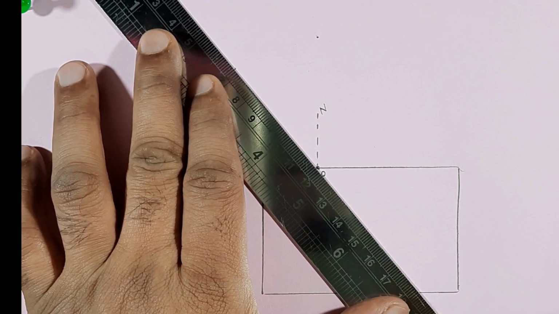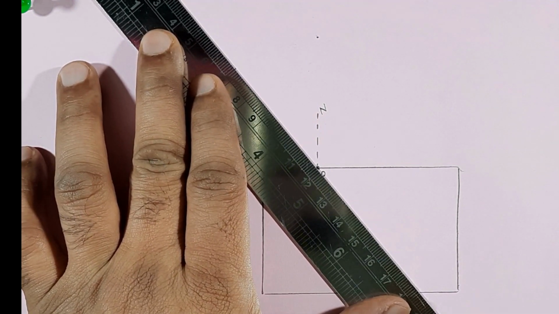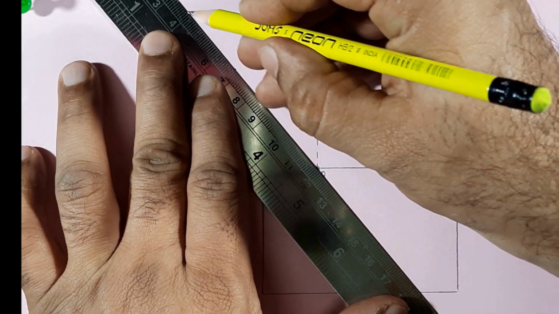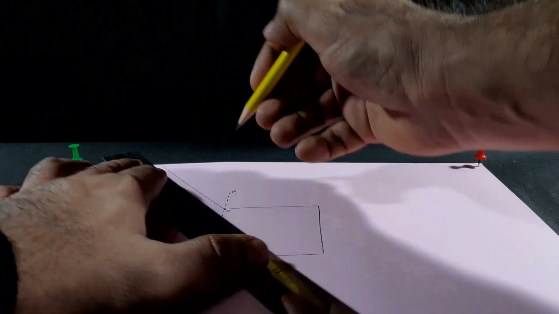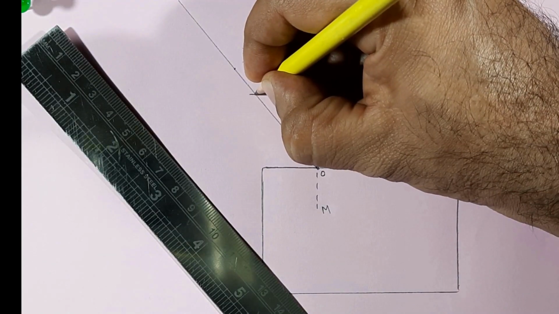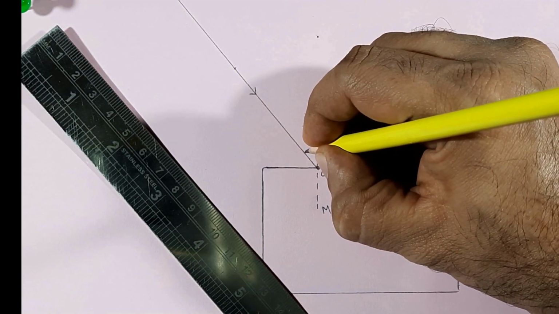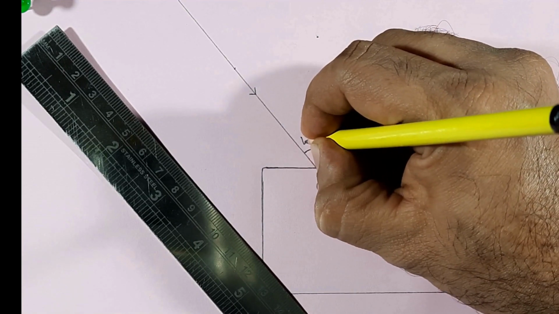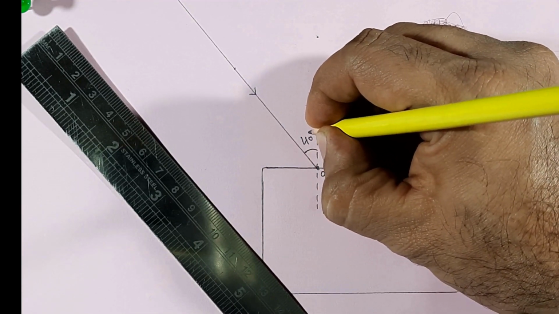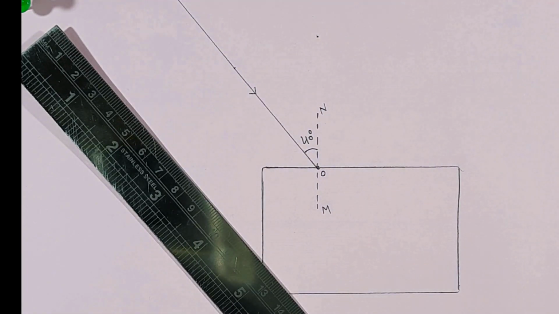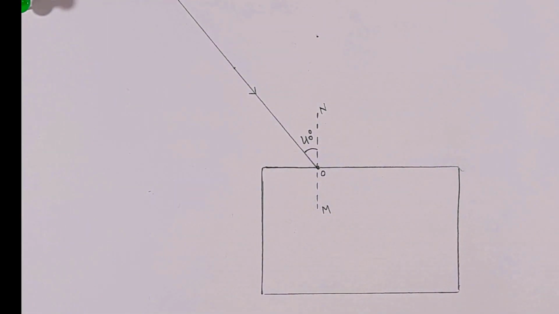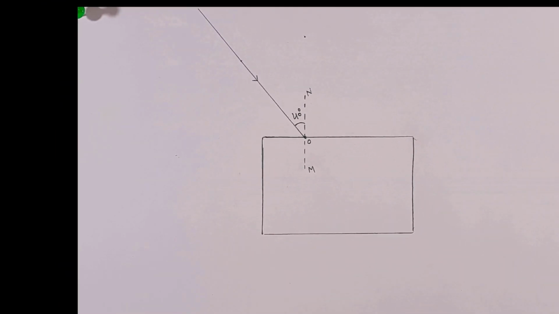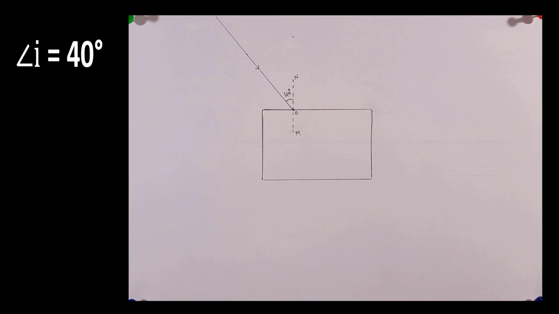So friends, if angle of incidence is less than 30 degrees, then the shift between incident ray and emergent ray is very less. And if the angle of incidence is greater than 60 degrees, then shift between incident and emergent ray may be very large that you may not be able to obtain the emergent beam on the opposite surface of the glass slab. So, here the angle of incidence for our activity is 40 degrees.